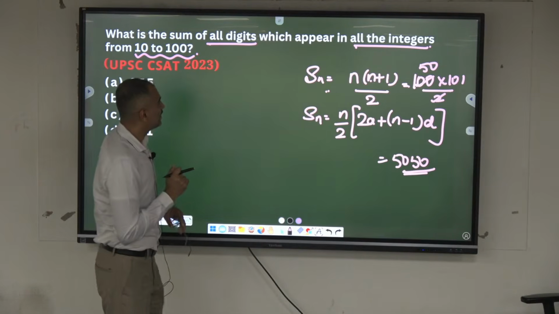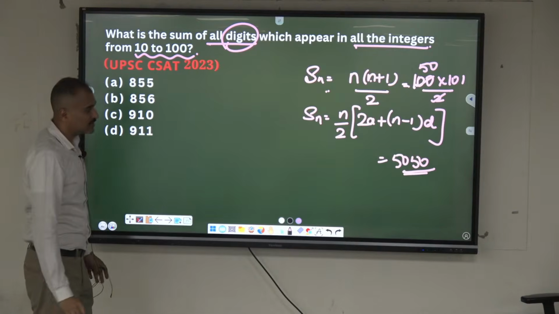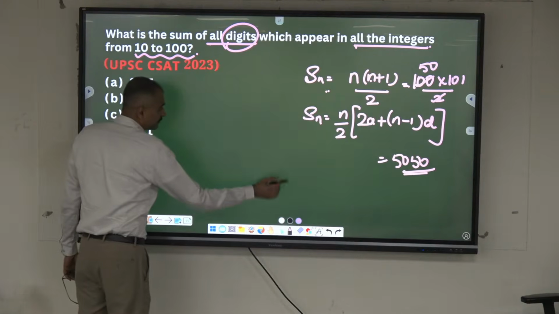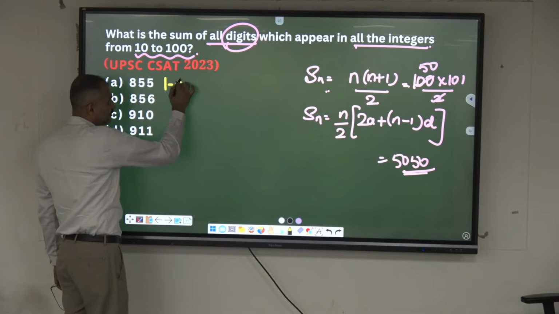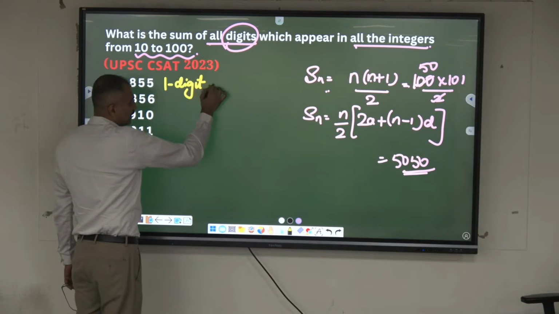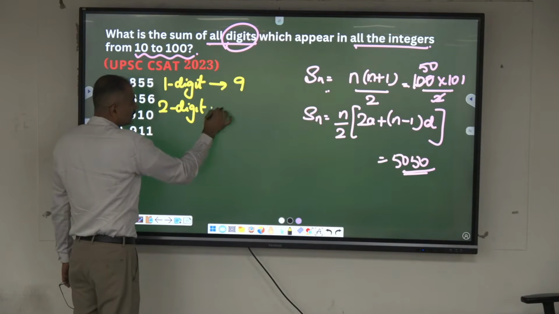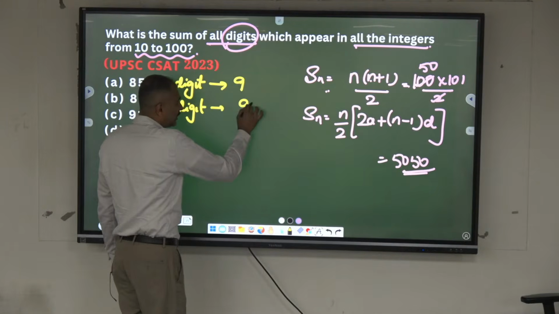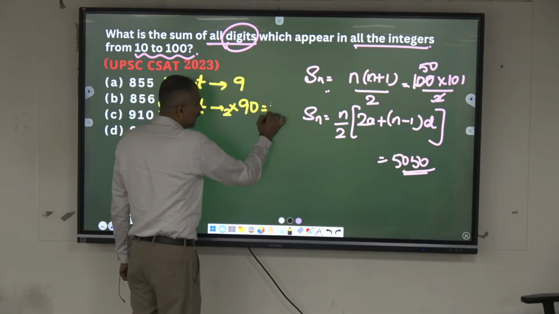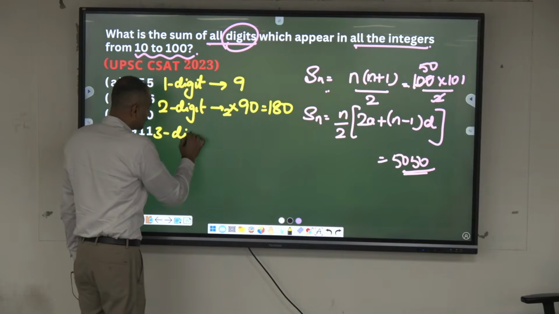But is he asking for the numbers? No. He is asking digits. First 100 natural digits. See, look here now. How many one-digit numbers are there? 9. Right? Two-digit numbers, how many are there? 90. Remember this, 90. Each has how many digits? 2 digits. So totally how many digits are there? 180.